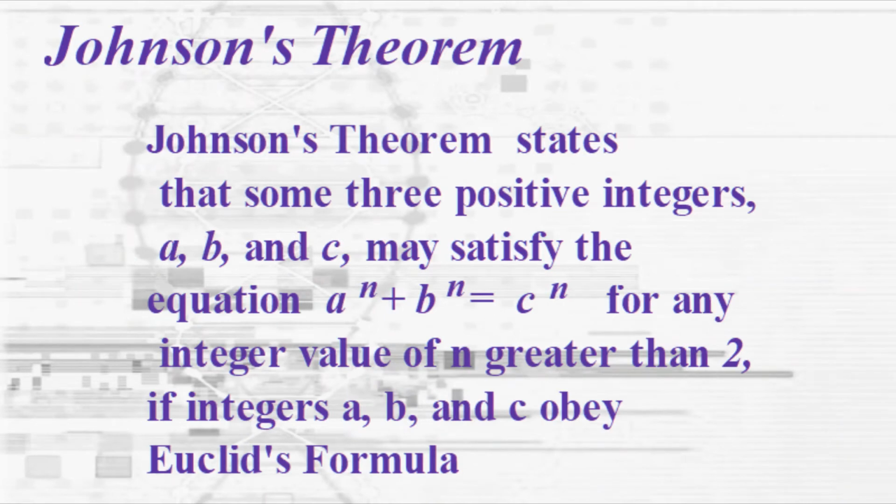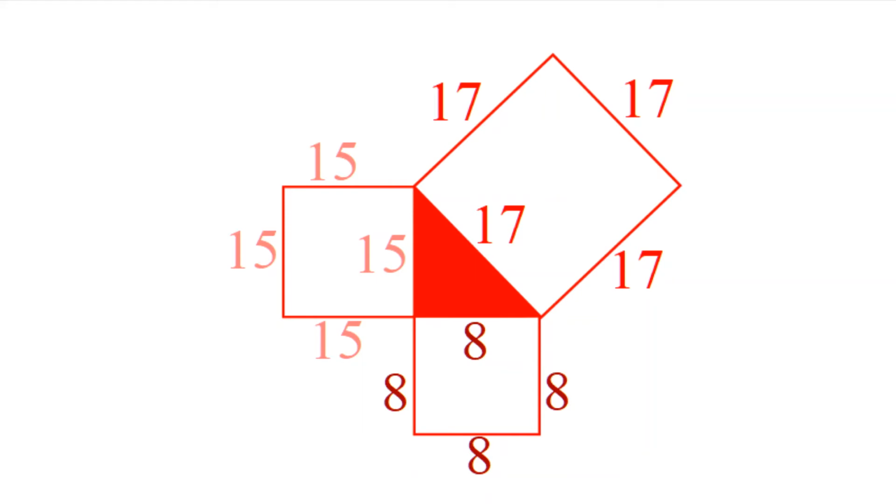Johnson's theorem states that some three positive integers, a, b, and c, may satisfy the equation a to the n plus b to the n equals c to the n for any positive integer value of n greater than 2 if integers a, b, and c obey Euclid's formula. Let's try to prove Johnson's theorem by further exploring the concept of quadrances.